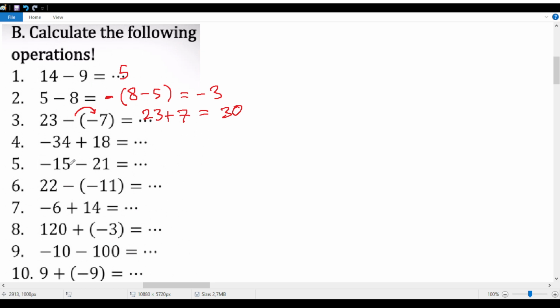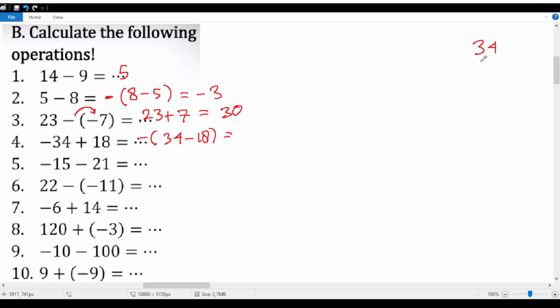Number 4 now. This is the same problem. We can solve this problem. You can keep minus here and you can change the sign. Okay, this is 34 minus 18. If it is hard to do it here, you just place it here. 34. Hey, wait a minute. I have to keep space.